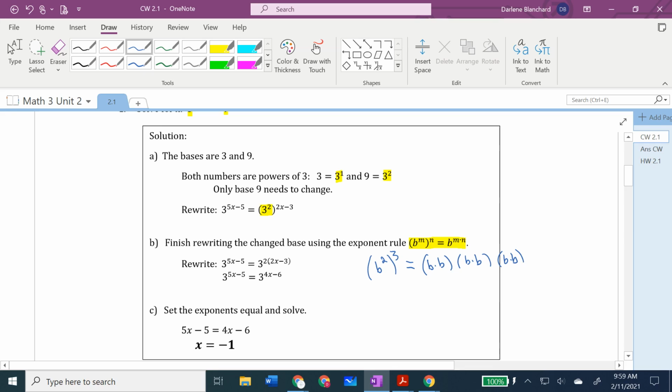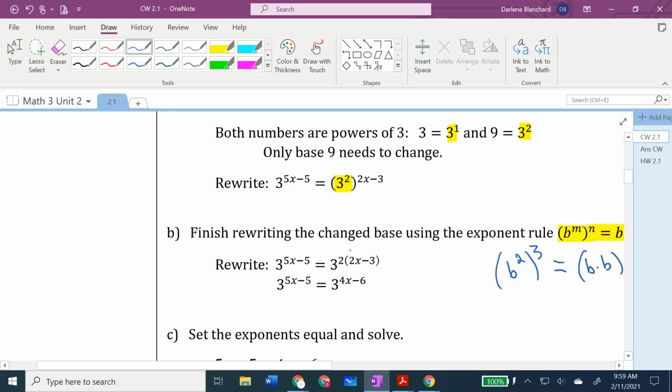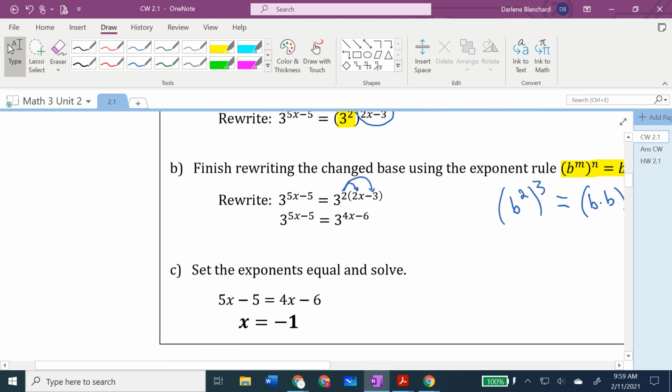So you have to make sure, though, that you use the distributive property, because that 2 has to multiply by the entire exponent. Make sure you put a parenthesis around that 2x minus 3, and then distribute your multiplication over your addition or subtraction. And once you have those exponentials where the bases are identical, then it becomes a problem like you did in the last unit, where you just then set the exponents equal and solve and go, yay, done.